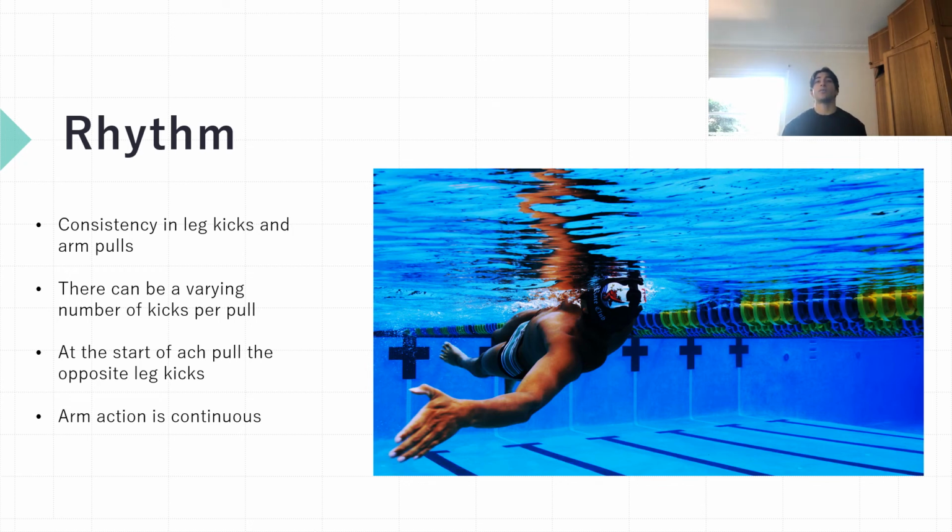What matters most is that there are an even number of kicks between each stroke, such as 2, 4, or 6 kicks between strokes. At the start of each arm pull, the opposite leg kicks downwards. This aids with physical balance. Arm action should be continuous, which means that when one arm enters and starts pulling, the other should begin its recovery phase.